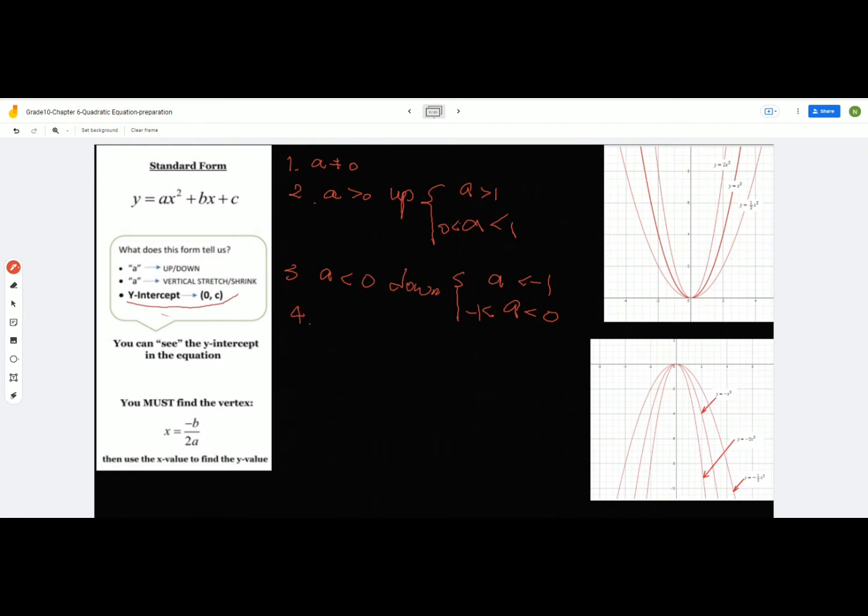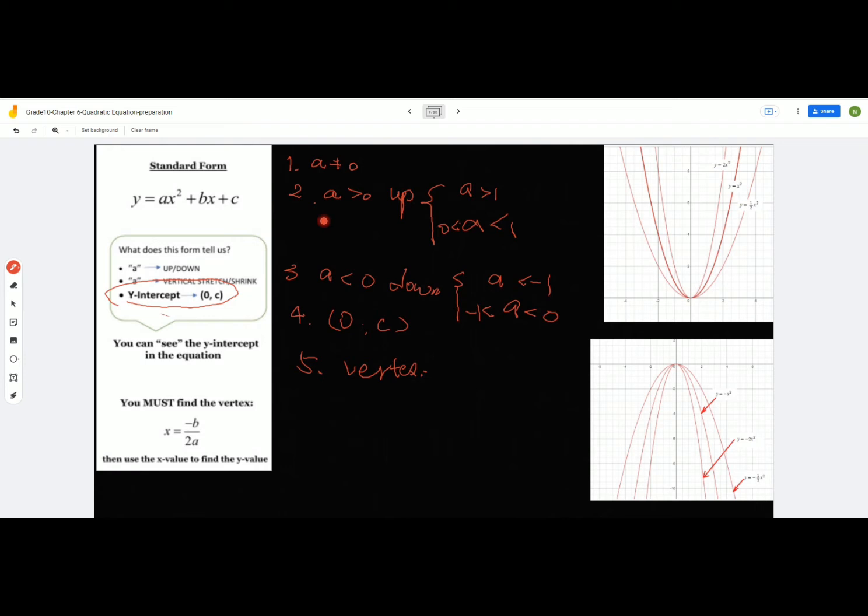Now let's talk about the y-intercept. Here x equals 0, so we substitute 0 and everything is 0 except c. So y equals c, and the y-intercept is (0, c). That's pretty straightforward, right?